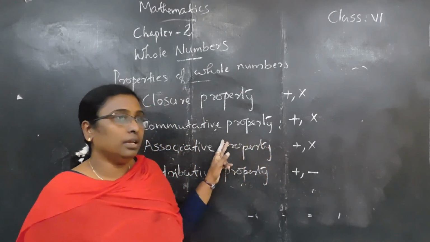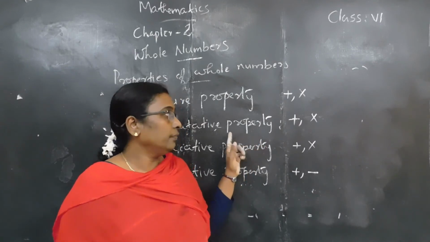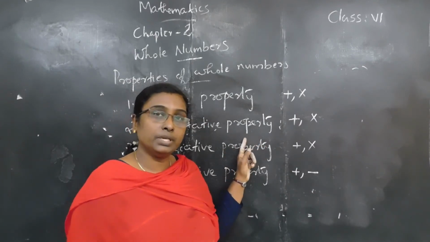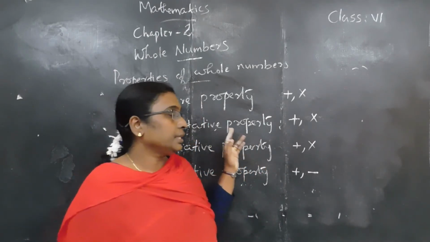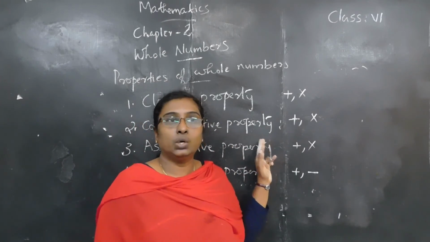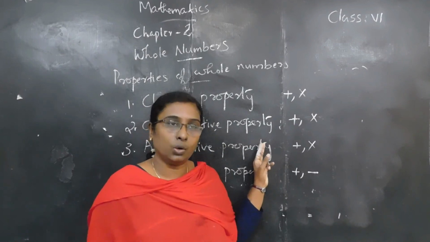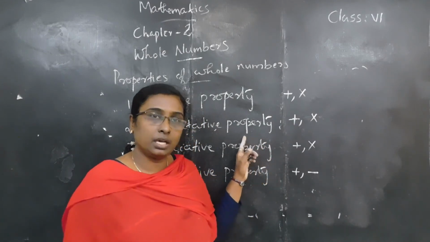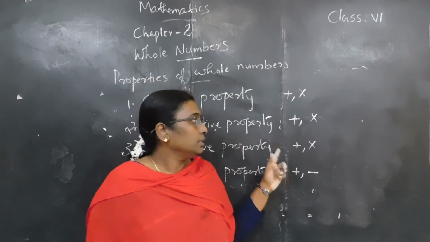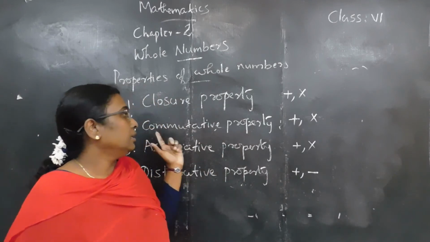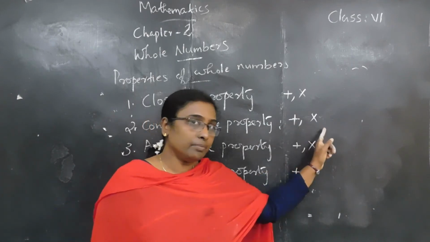For multiplication, we can multiply two whole numbers in any order. We get the same answer. Therefore, whole numbers are commutative under multiplication. Similarly, in case of division, we cannot divide two whole numbers in any order. Therefore, the whole numbers are not commutative under division. In brief, the whole numbers are commutative under addition and multiplication only.